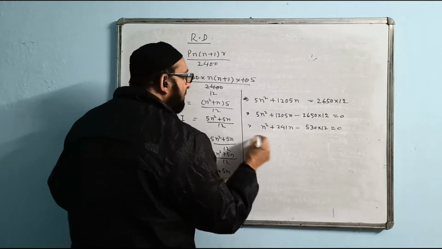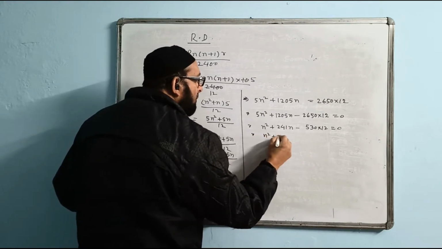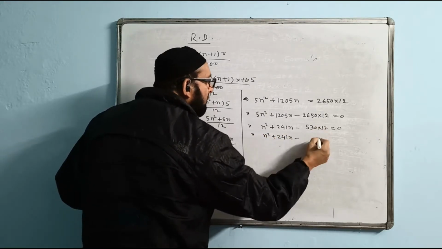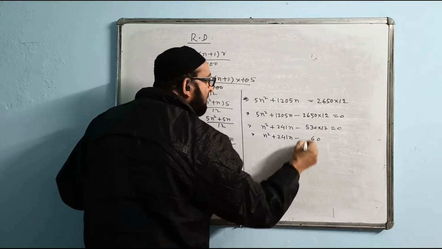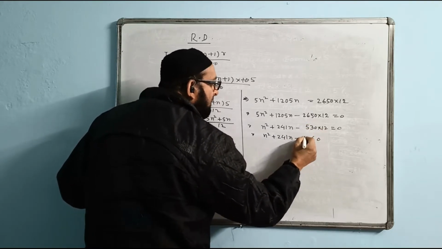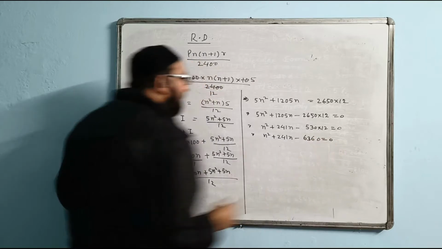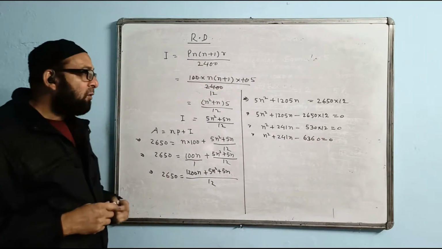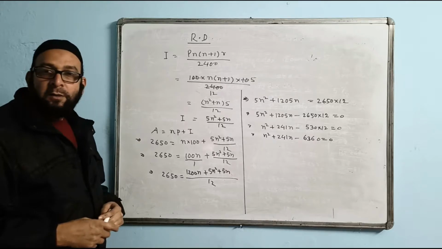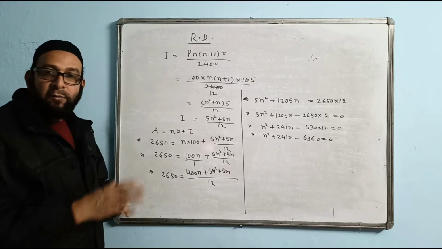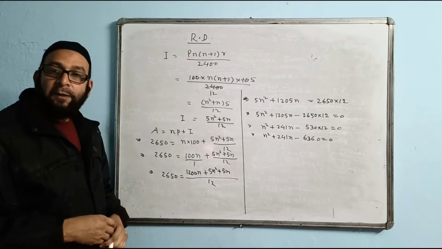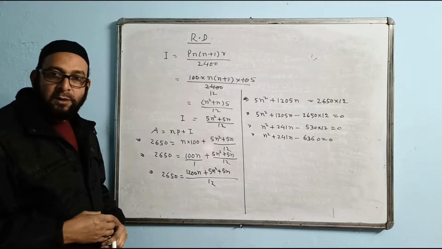Now we can multiply it. It will become n square plus 241n minus, 12 0 0, 12 3 is 36, 12 5 is 60, this much. 6360 is coming. So we are getting a quadratic equation. We have to break it in middle term factors. Sum and product factor.